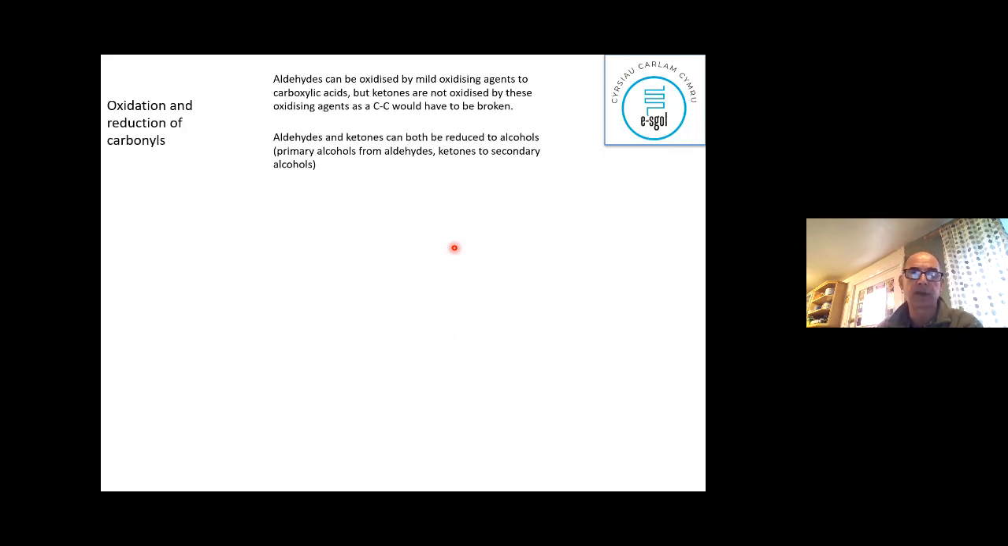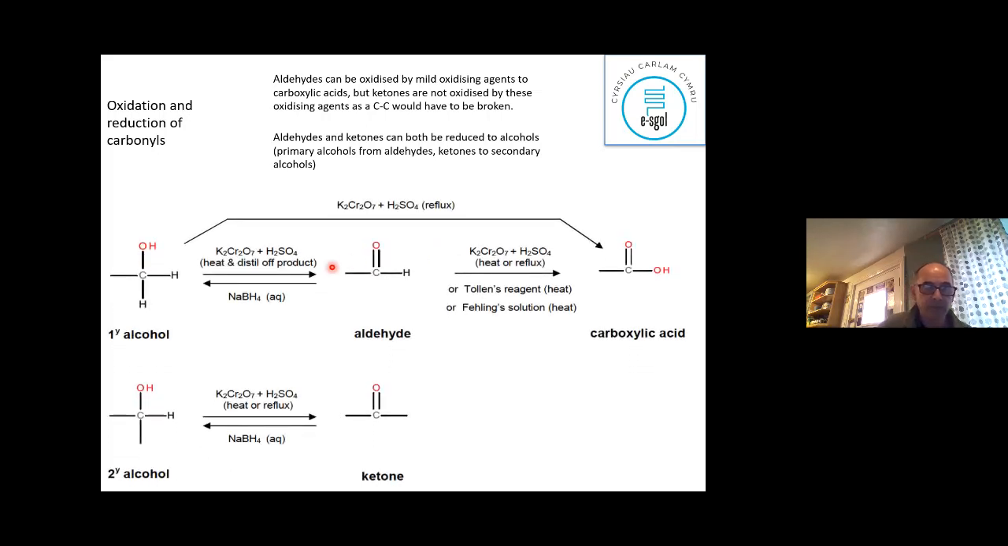Oxidation and reduction of carbonyls. Aldehydes can be oxidized by mild oxidizing agents to carboxylic acids, but ketones are not oxidized by these oxidizing agents, as a C-C bond would have to be broken. Aldehydes and ketones can both be reduced to alcohols: primary alcohols from aldehydes, and ketones will be reduced to secondary alcohols. So primary alcohols here can be oxidized, as we mentioned before, right through to carboxylic acid.